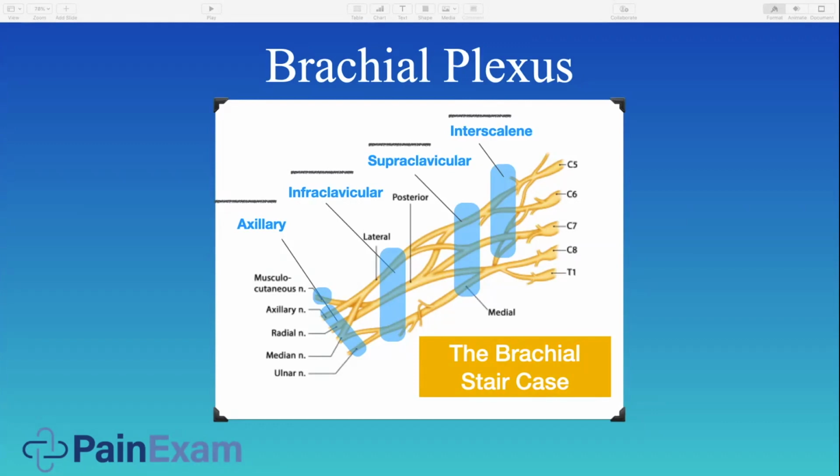You have the interscalene, more proximal, supraclavicular, infraclavicular, then axillary. So Rod Taylor drinks cold beer. Roots, trunks at the interscalene, divisions at supraclavicular, cords at the infraclavicular, and branches at the axillary brachial plexus.